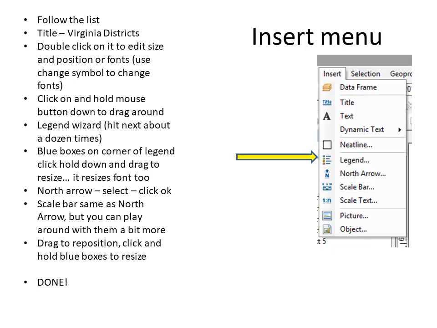Alright, so now we're going to go down this list of things. We're moving along quite nicely, and we're going to follow the list. We're going to start off with the title, and you would simply click on the title. It'll open up a little box where you can put it in. Simply type in Virginia Districts, and double click on it if you want to edit its size and position. You can use the Change Symbol sign if you want to change the fonts.